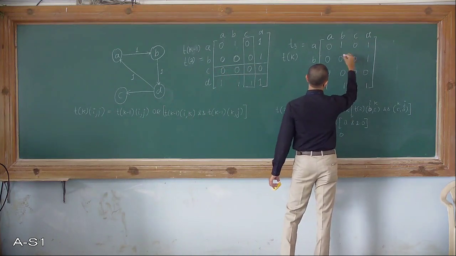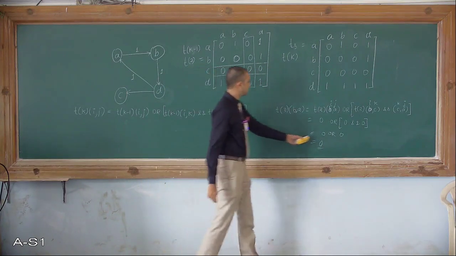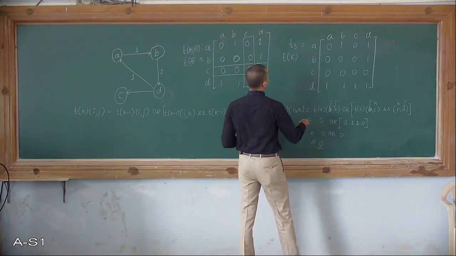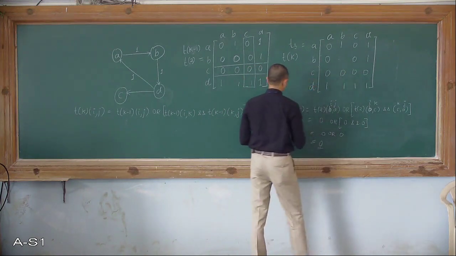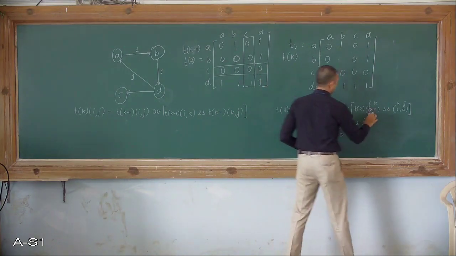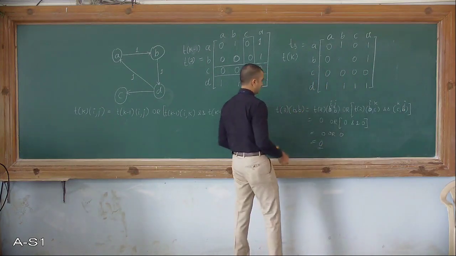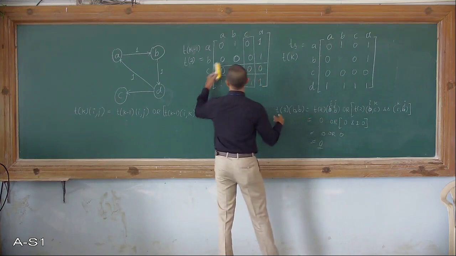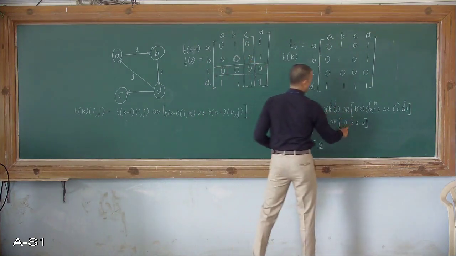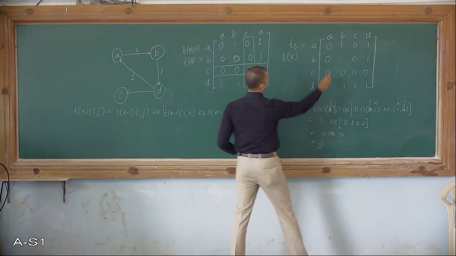If you look at the graph and calculate it, B to B, B to C, and C to B. In T2, B to B is 0, B to C is again 0, and C to B is again 0. So B to B will remain 0.